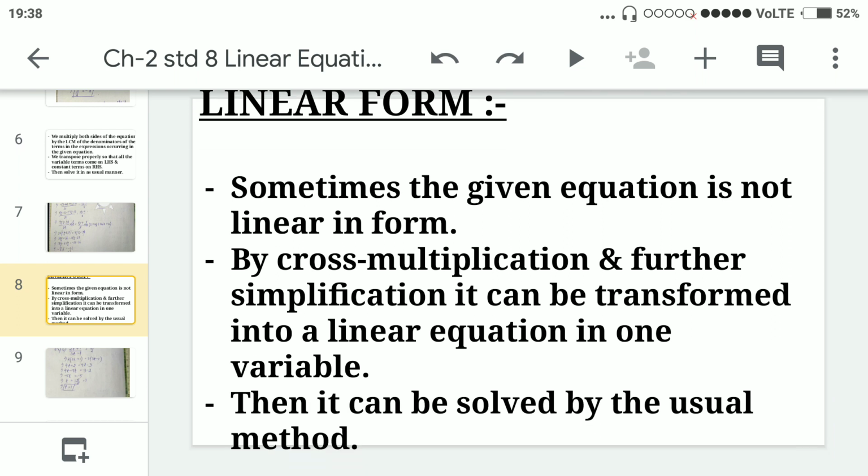So if it is not in linear form, that means the variable is present in the denominator part. If any variable is present in the denominator, it is not in linear form, because if it is in the denominator the power is minus 1, and minus 1 is not treated as a linear equation. Fine. So that's why first of all you have to convert them into linear form. So how can you convert it? By the cross multiplication method. Then you can solve it by the usual method.